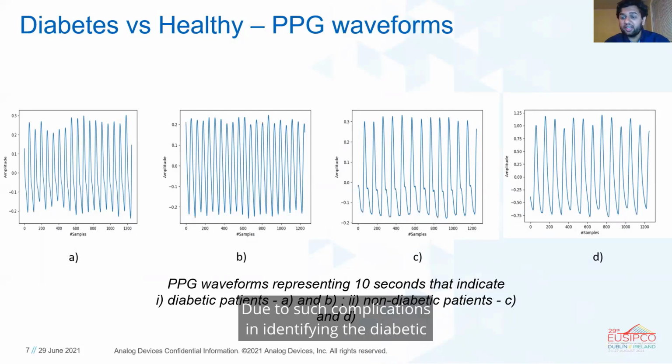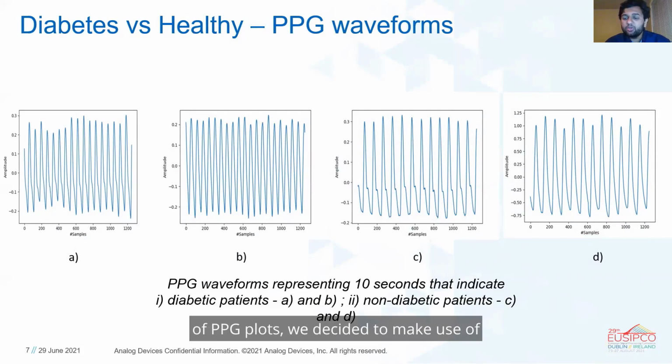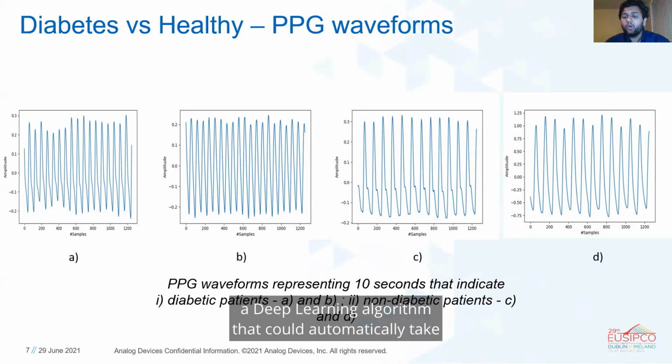Due to such complications in identifying the diabetic and non-diabetic patients just through the naked eye view of PPG plots, we decided to make use of a deep learning algorithm that could automatically take the intricate features that could possibly differentiate between the two classes.